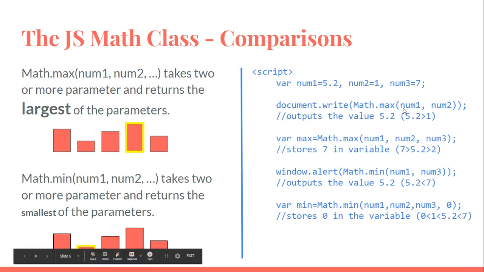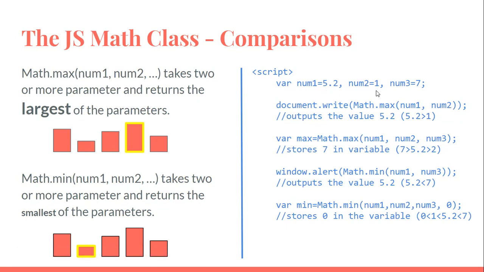So up here, I'm calling Math.max(num1, num2). 5.2 is bigger than 1, so we get 5.2. If I call it with all three of them, then it gives me 7. When I go to Math.min, if I do num1 and num3, it's going to return the 5.2 because it's the smaller of the two numbers. And in this one, num1, num2, num3, and 0, 0 is the smallest of all of them. So the variable min now stores the value of 0. So again, two or more parameters, all separated by commas. They can be variables or they can be literal numbers.